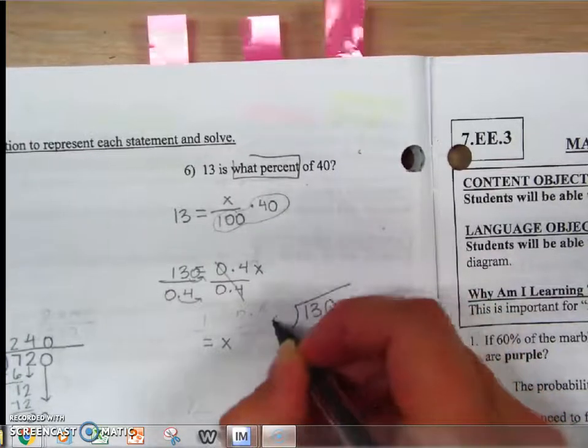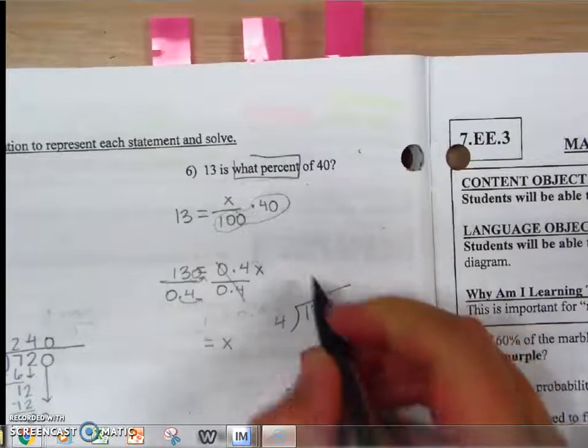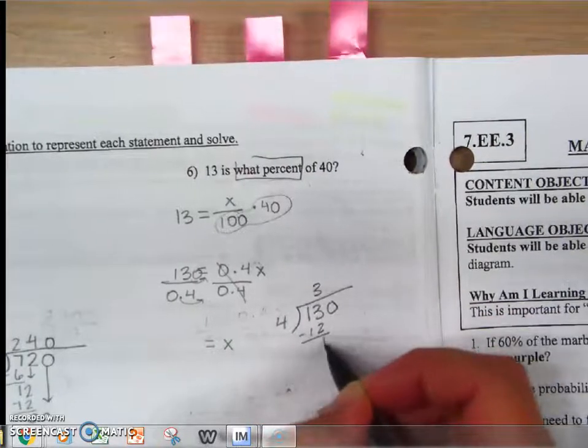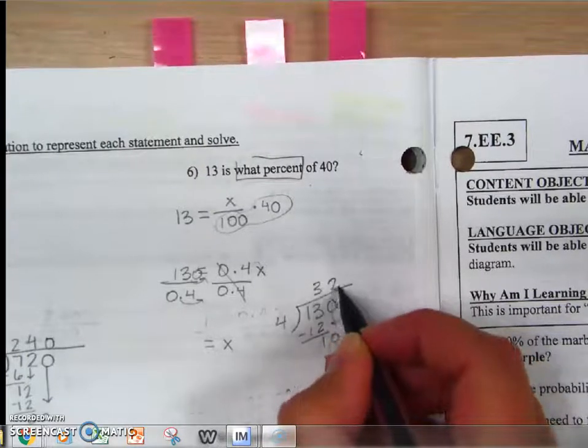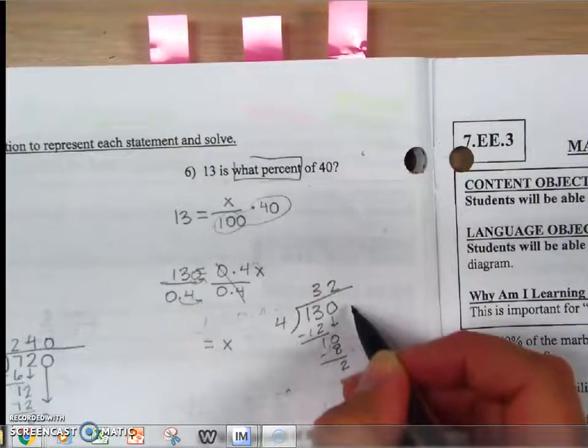130 divided by 4. 4 can't go into 1, so 4 into 13 goes 3 times. Gives me 12. I have 1 left over, bring down the 0. 4 goes into 10 2 times, that gives me 8. I have 2 left over, but I have no more digits.